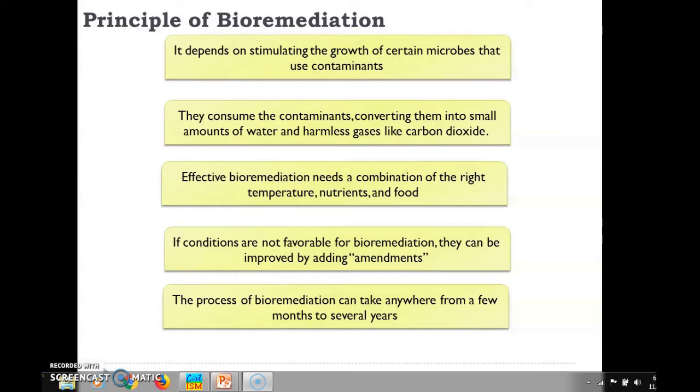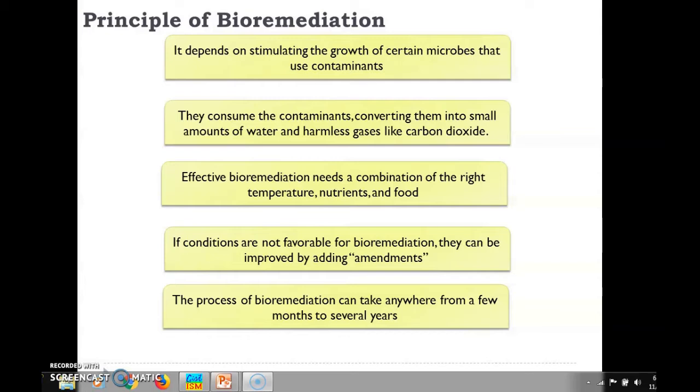Effective bioremediation needs a combination of the right temperature, nutrients, and food. Otherwise, it may take much longer for the cleanup of contamination. So the main principle of bioremediation is converting contamination into harmless substances in a minimum period of time.